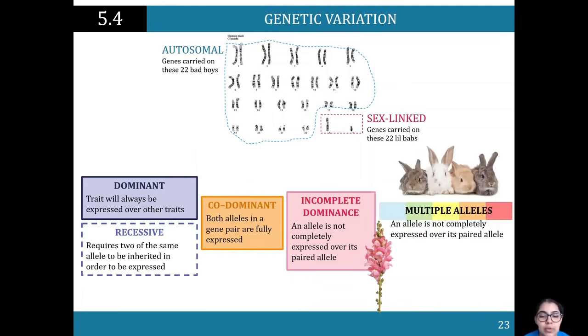Finally, multiple alleles. Multiple alleles is when one allele is not completely expressed over its paired allele. One thing I will again quickly clarify when we talk about alleles is that, think of it this way. An allele is basically like a flavor of certain things, right? So for example, we have a gene for eye color. The alleles can be blue or brown or green or hazel or whatever. So the way I like to think about it is like Coke flavors, right?